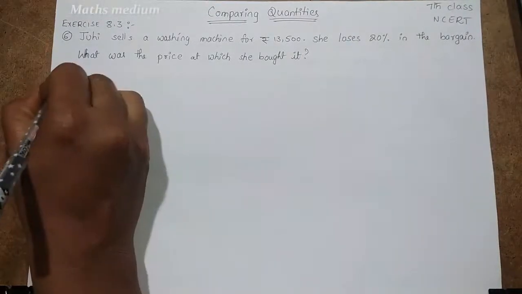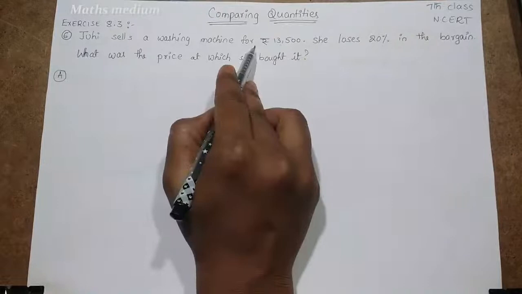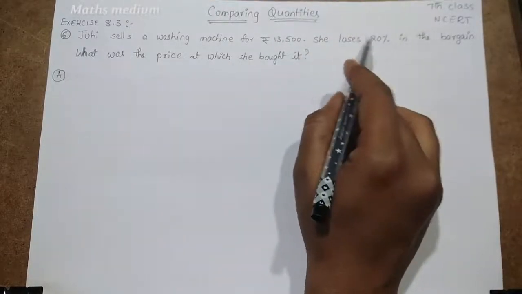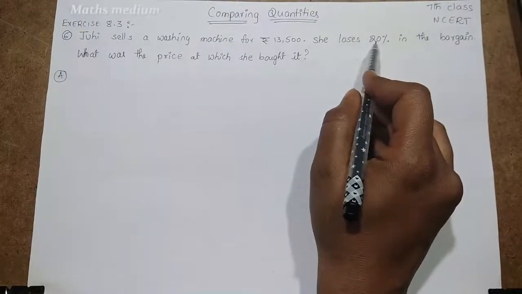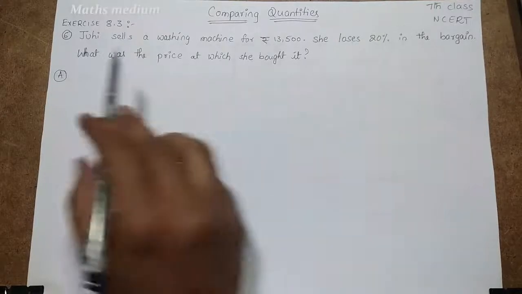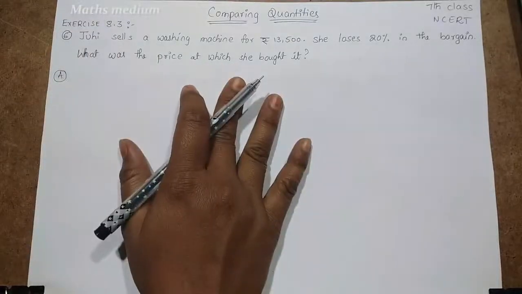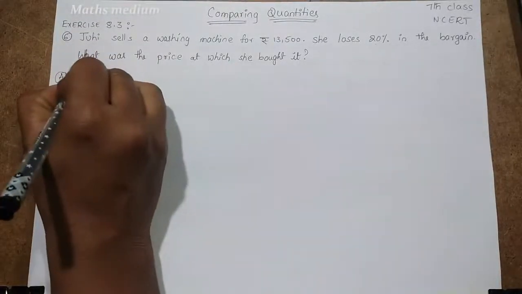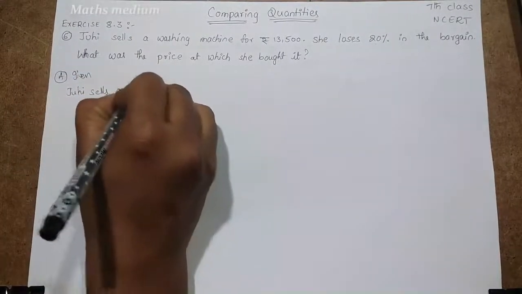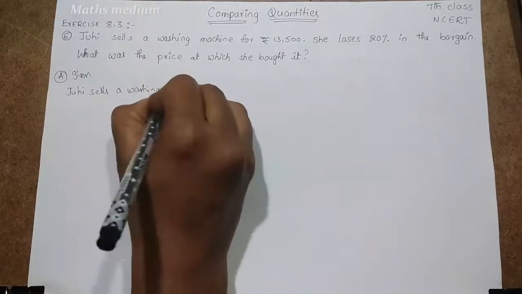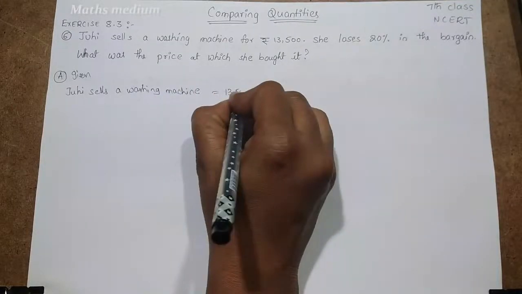So here Juhi sells a washing machine for 13,500. Here it is the selling price, and she loses, it is a loss of 20% in the bargain. It means the original cost loses 20%. It means CP loses 20%. So we have to find the CP. So let's start the step by step procedure, then we will get a better answer here. So given: Juhi sells a washing machine for 13,500 rupees.